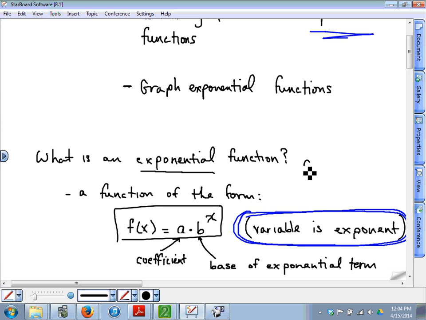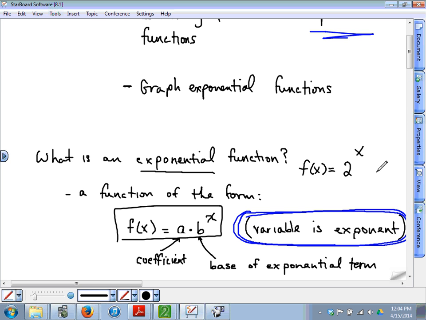Take a look here. This function, is that exponential? No. How come? Because the x is not the variable. Yeah, but students say, well, it has an exponent, so it must be exponential. What kind of function is it? It's quadratic, x squared. What if I wrote this? Yes, that's exponential, because the variable is the exponent. Do you see the difference?